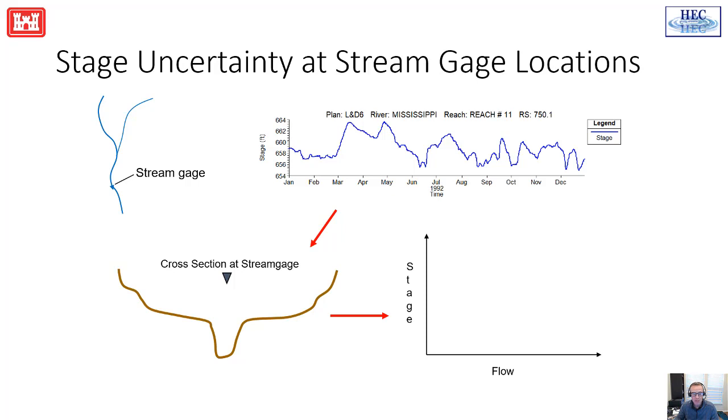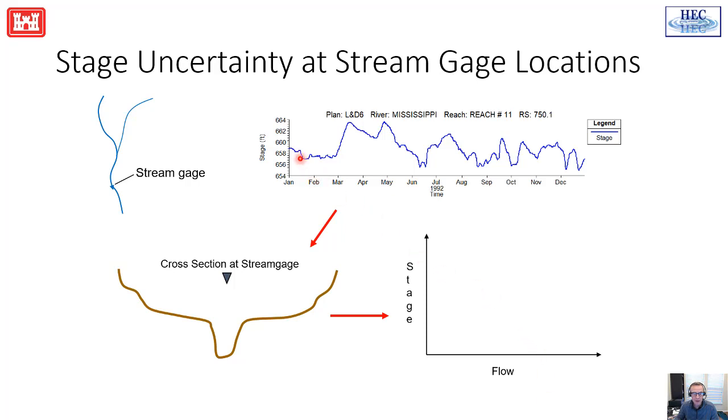Further, the shape of the hydrograph and response of the river system can influence the resulting rating. The effect of the river system in concert with the hydrograph shape on the rating curve results in what we call a looped hydrograph. We'll talk about that in a minute. Let's take a look at how the event is actually recorded.